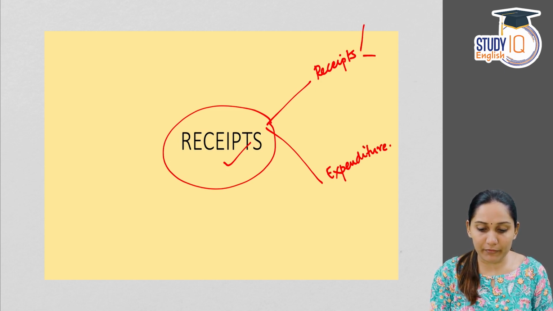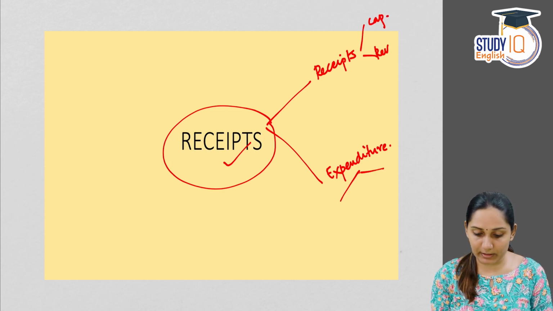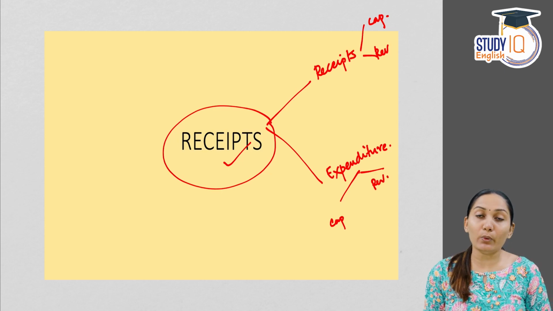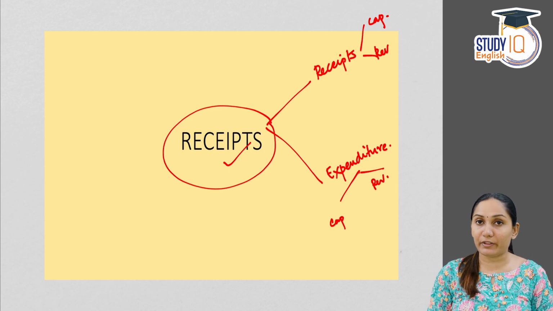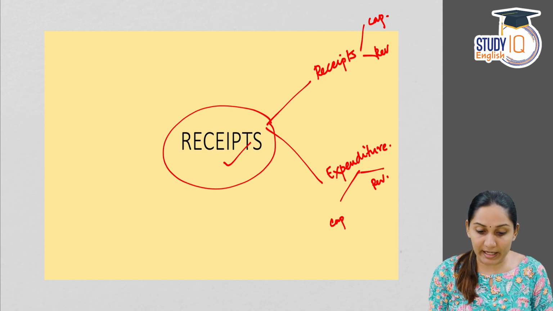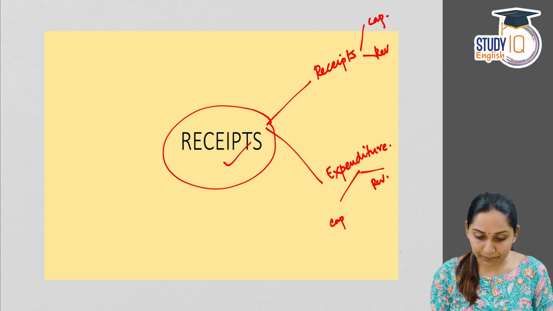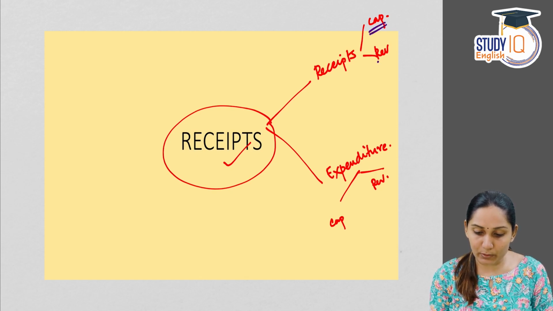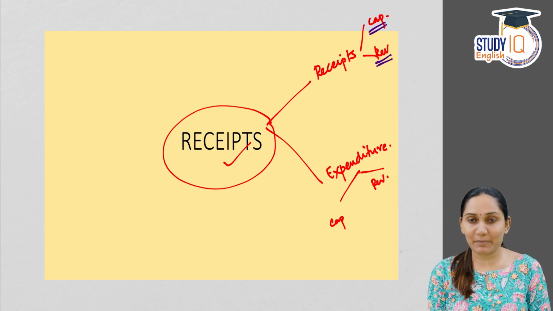And receipts can be further divided into capital receipts or revenue receipts. Expenditure can be further divided into capital expenditure or revenue expenditure. In another video, we'll be discussing the expenditure side of the budget. But in this video, we'll be discussing the receipt side of the budget. And under receipts, we will discuss capital receipts and also revenue receipts in a budget.